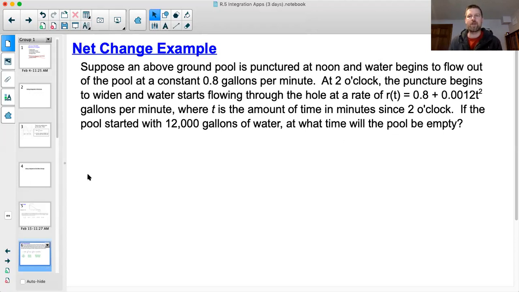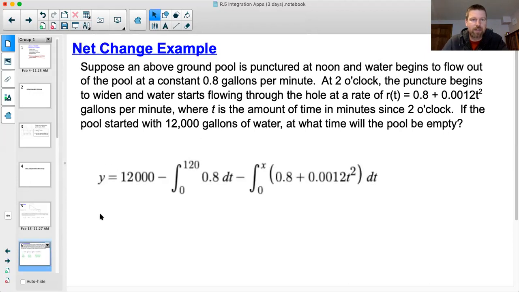So I've got to figure out when the amount of water in the pool is 0, when is it empty? So I know I started with 12,000. So if I were to write, I would probably start with an equation. I would start with 12,000, right? I'd say, hey, that's how much I started with. I think I've got that in here. That's the initial amount of water. And then I know I lost water.